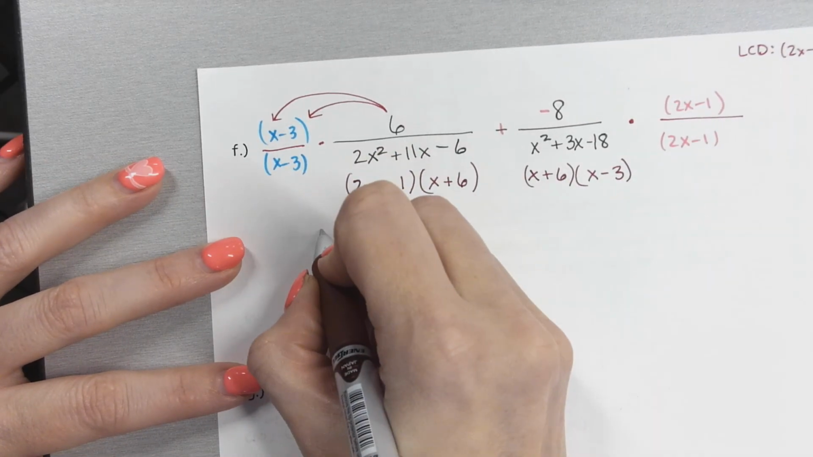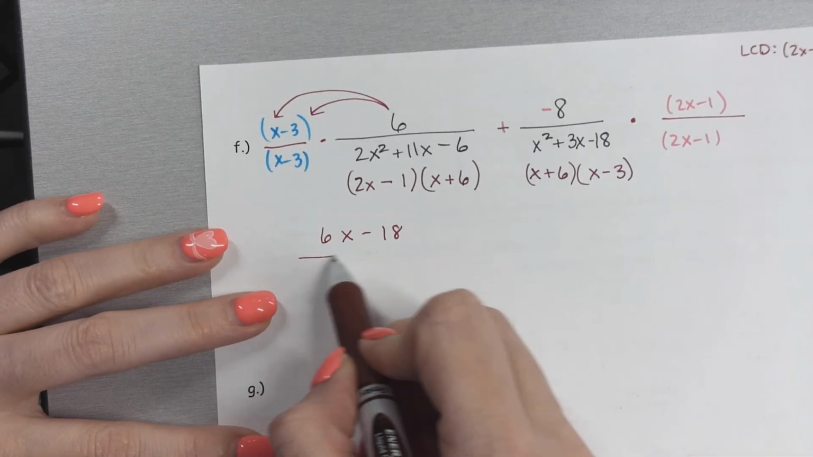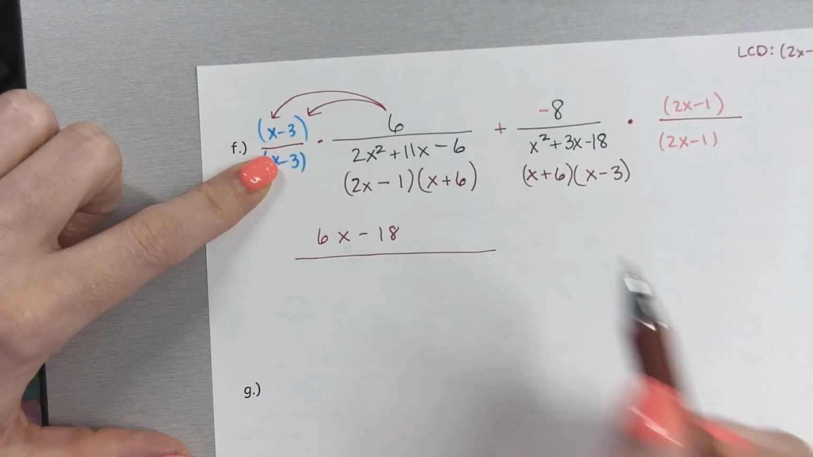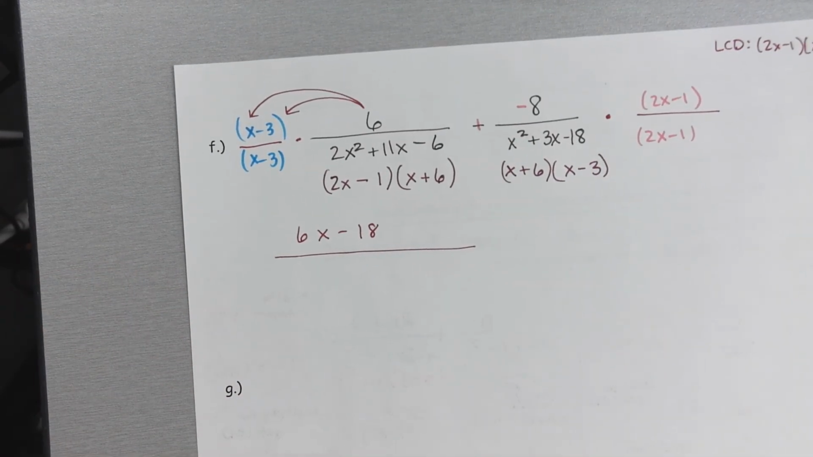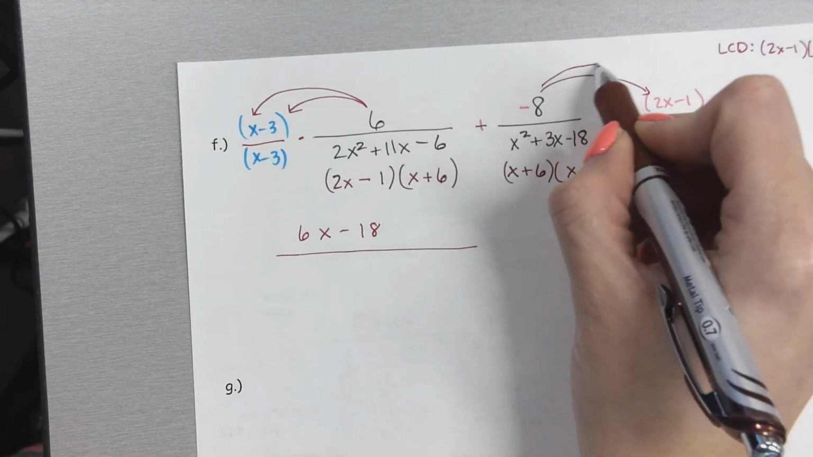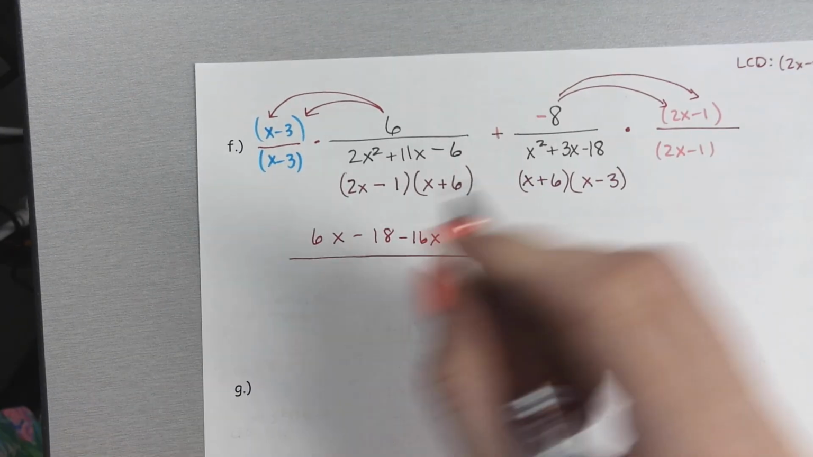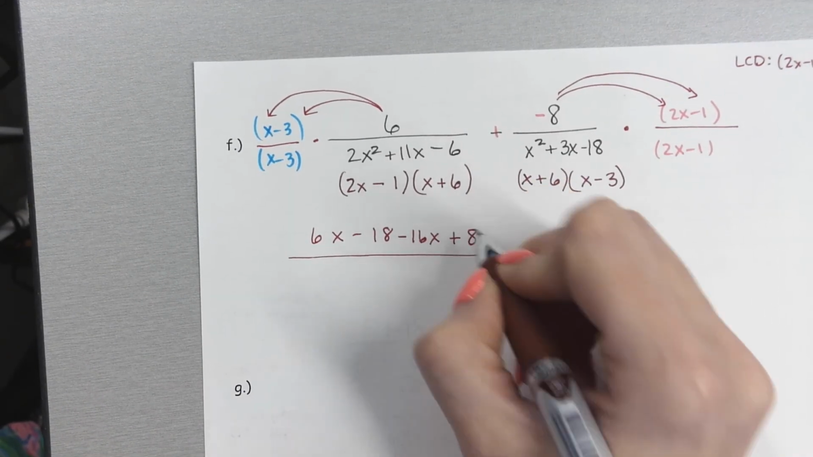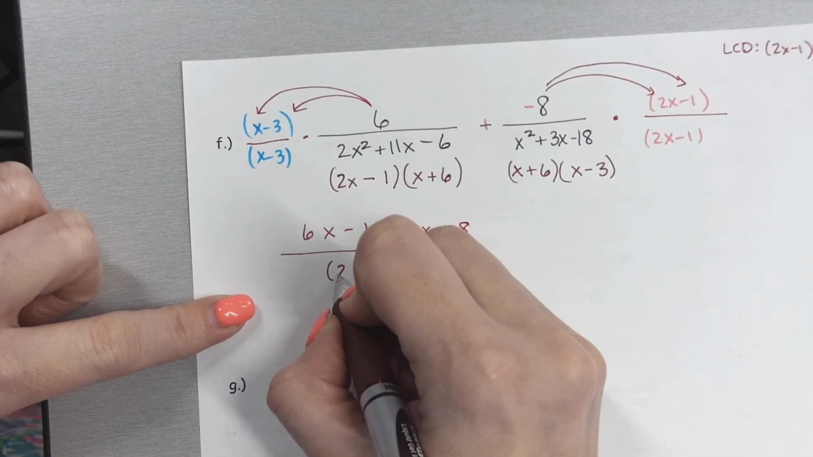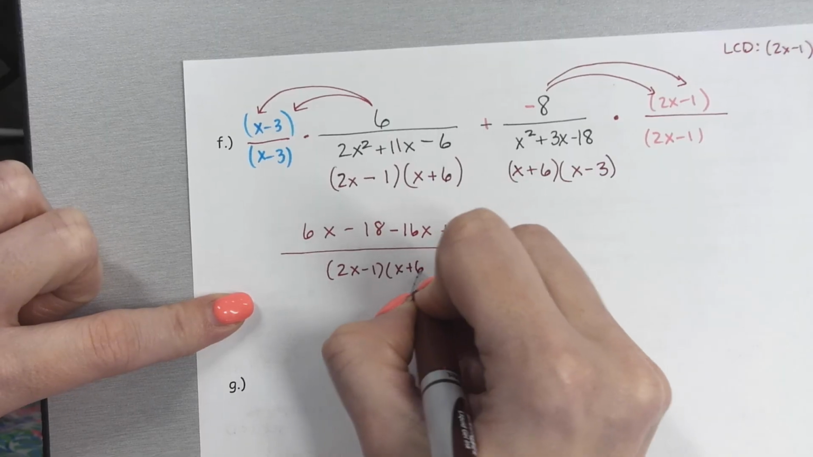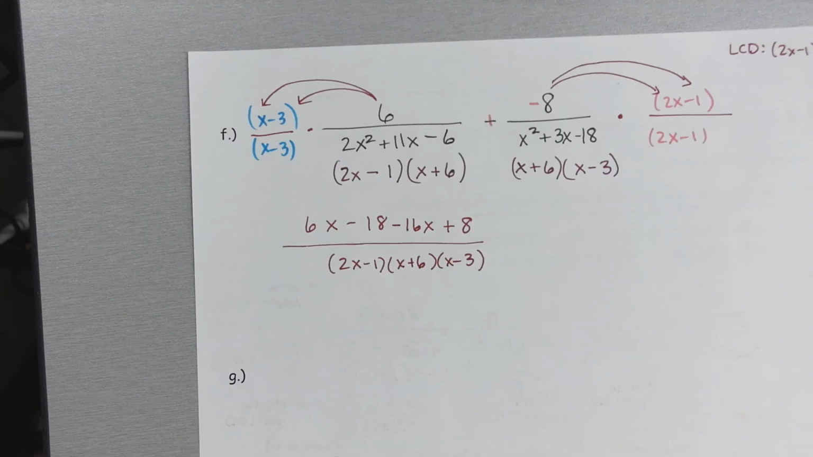Okay, that's going to give you 6x minus 18. And really, once you know that you've gotten the common denominator, we're just going to put everything in the numerator together. So now we're going to distribute -8. -8 times 2x is -16x. -8 times -1 is going to be +8. Okay, and then all of that is over the LCD, which is 2x minus 1, x plus 6, x minus 3, and the LCD can be in any order.